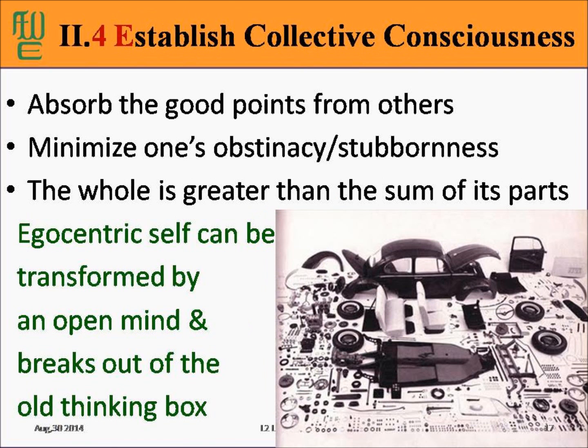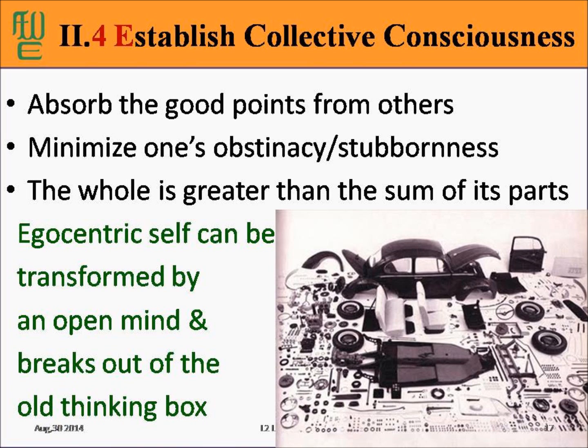The last item in the communication skill set is establishing collective consciousness. When you apply this skill, you will absorb the good points from others. Everybody has good points for us to learn. You can learn a good thing from this person and another good thing from another person, and this skill will help us to minimize one's obstinacy and our stubbornness. The whole is greater than the sum of its parts. If we apply this skill, the egocentric self can be transformed by an open mind and break out of the old thinking box.